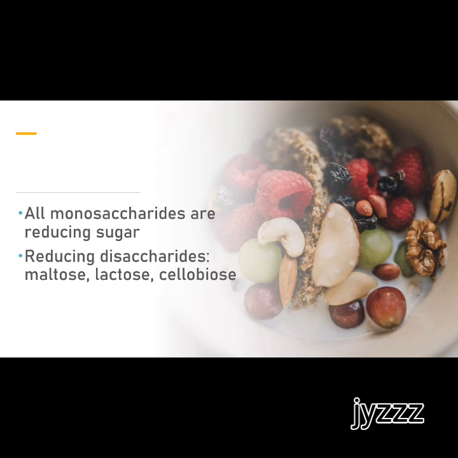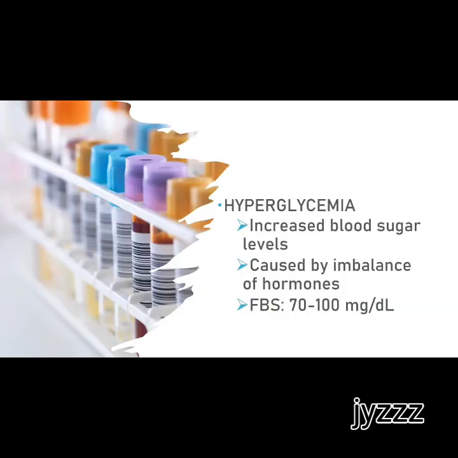Okay, so let's take a look at hyperglycemia. Hyperglycemia is an increase in blood sugar levels, or blood glucose levels. The sugar that is detected in your blood is glucose, so please don't be confused by that.